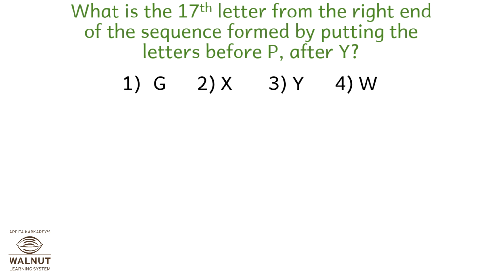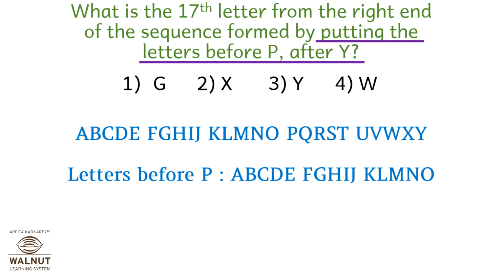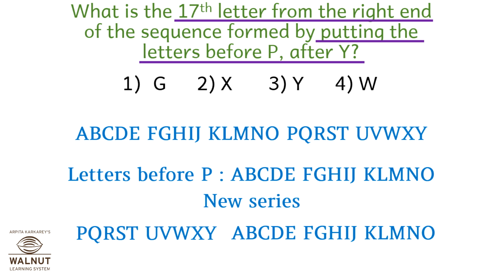What is the 17th letter from the right end of the sequence formed by putting the letters before P after Y? The series is given below. Let's look at what we get by putting the letters before P after Y. So the letters before P are A, B, C, D, E, F, G, H, I, J, K, L, M, N, O. Now the new series formed is P, Q, R, S, T, U, V, W, X, Y, A, B, C, D, E, F, G, H, I, J, K, L, M, N, O. Now which is the 17th letter from the right end of the sequence? It is X. That is the correct answer, option 2.